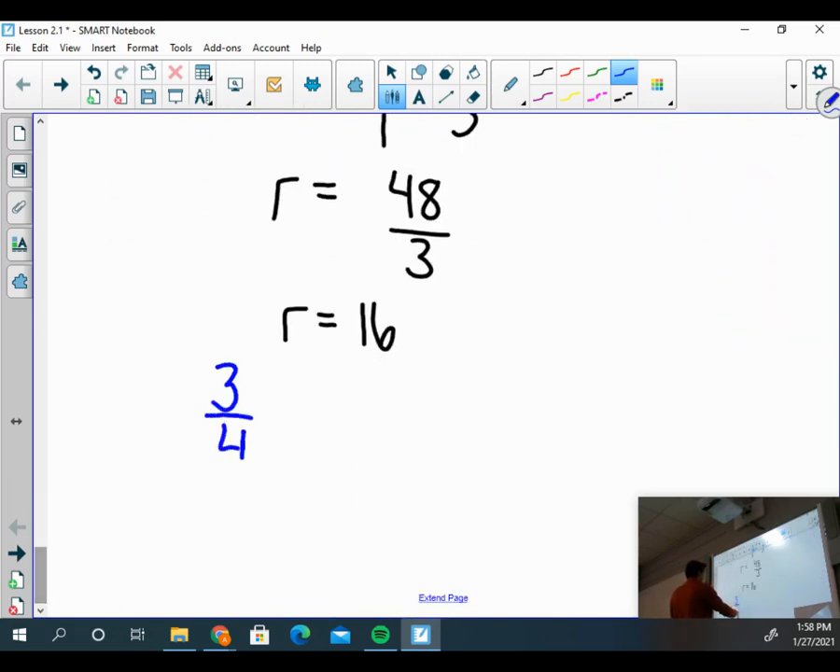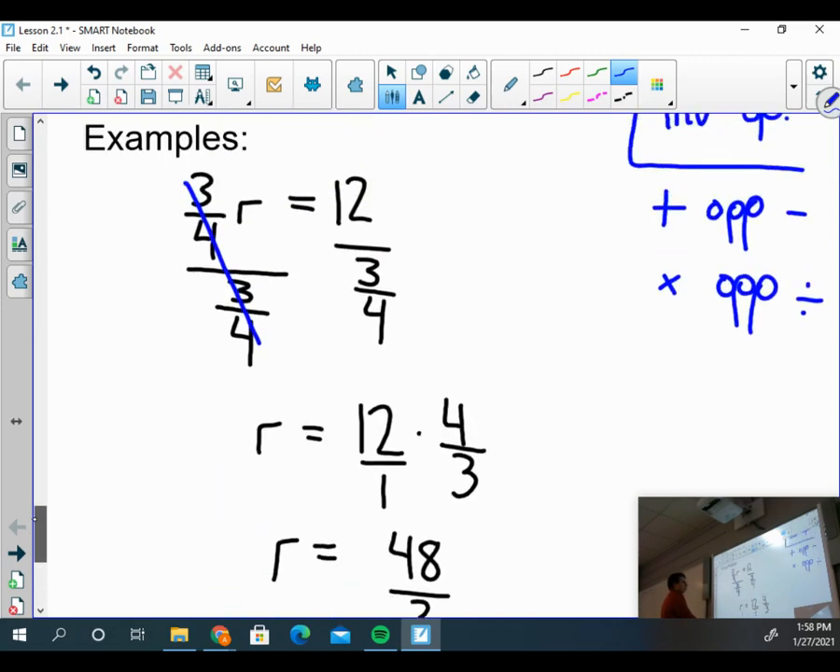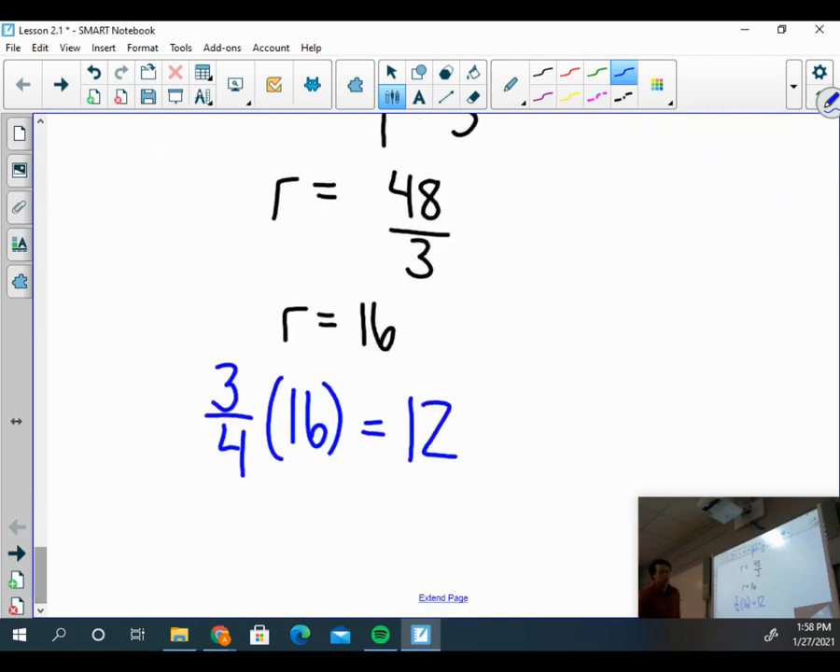So if r is indeed 16, then if I multiply it by 3/4, it should equal 12. In other words, if I plug it in for r in my original equation, it should make that original equation true. So I multiply it by 3/4 in the calculator, and you do indeed get 12. You also could have done it by hand and done 16 times 3, got 48, divided that by 4, and gotten 12.